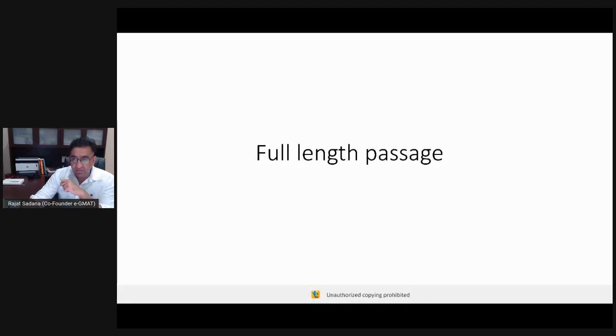Let me just make sure my form's correct. I think it should be, but let's just make sure over here. Yep, it seems 2, 3, 4, 5. Yes, this passage has 5 questions. Let me just paste this over here.